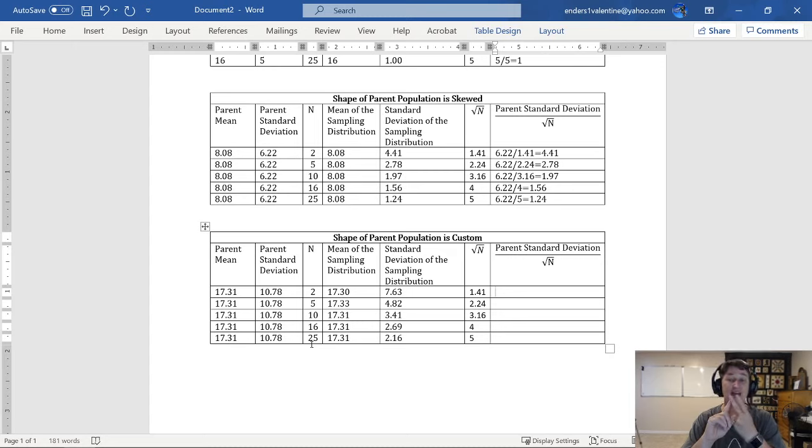The mean of that sampling distribution will be approximately the same as its parent, and the standard deviation of that sampling distribution will be the parent standard deviation divided by the square root of the sample size.